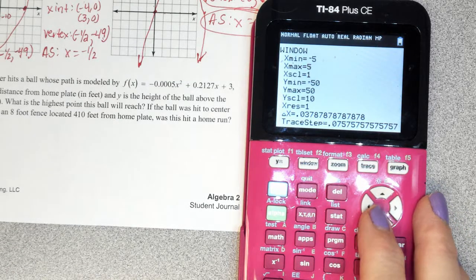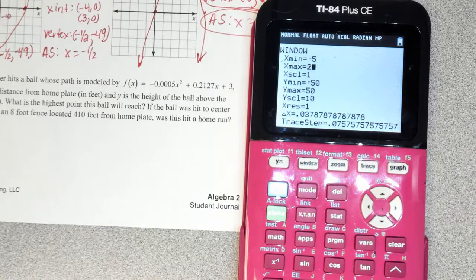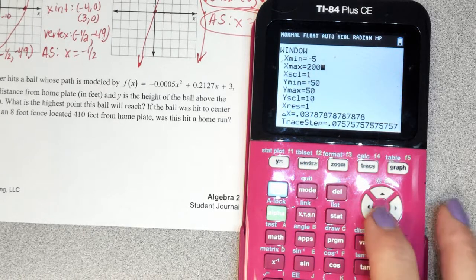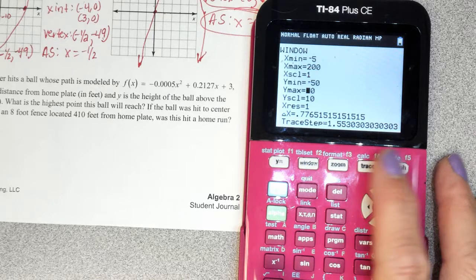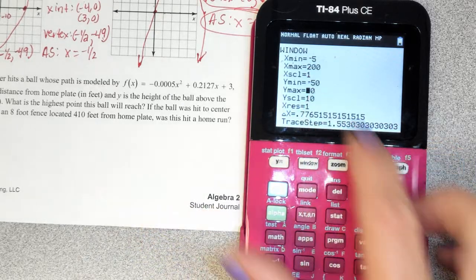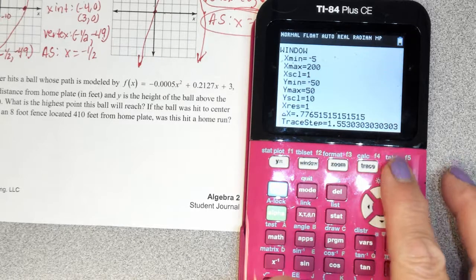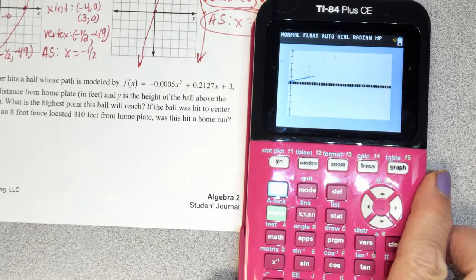So I need to make this x max much higher, maybe 200. I don't know yet. What do you think? The height didn't look too bad, did it? So I might not even want to change that. You might want to keep it at negative 50 to 50. We'll see. So now hit graph. All right, so now it looks like that.